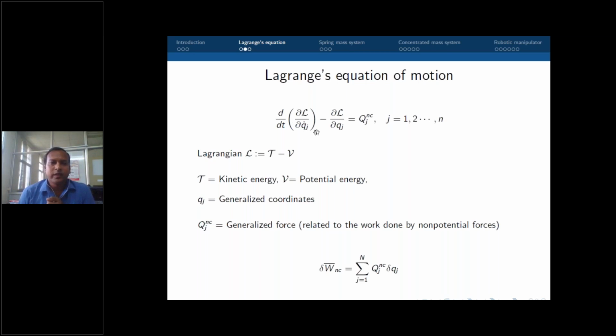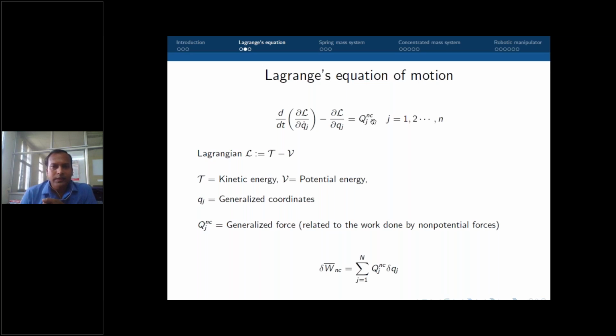So how many equations will we have? If we have a 2-degree of freedom system, we will have two equations because j goes from 1 to 2. For j equals 1, we will have one equation. For j equals 2, we will have another equation. Similarly, if we have a 5-degree of freedom system, then we will have 5 equations of motion, starting from j equals 1, j equals 2, j equals 3, up to j equals 5. Okay, this is Lagrange's equation of motion.